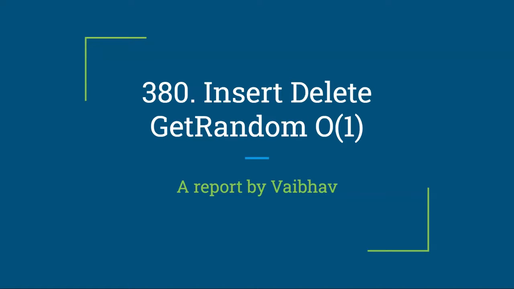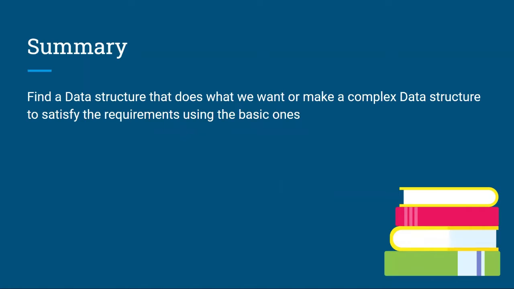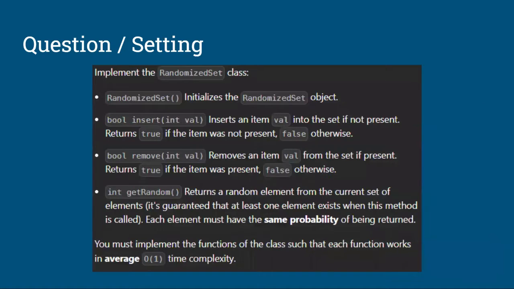Today we are going to see the question from LeetCode 380: Insert, Delete, GetRandom, all of them in O(1) time. The brief summary of what we are going to do in this whole video is we are trying to find a data structure, or make a complex data structure from whatever data structures that we know of, to make it satisfy the requirements that we have now, which is insertion, deletion, and get random access in time of O(1).